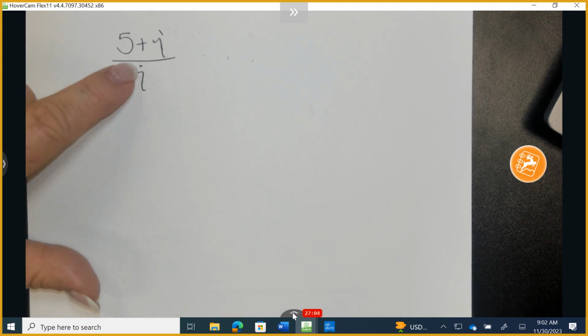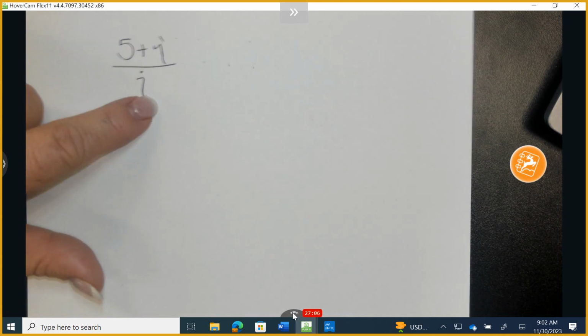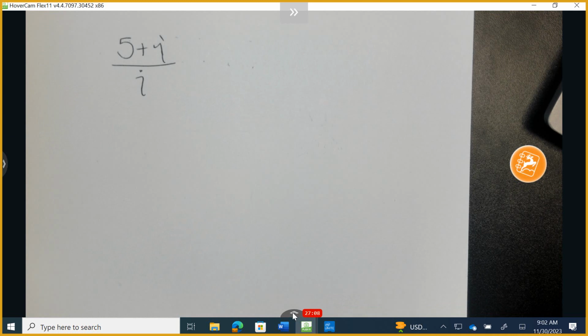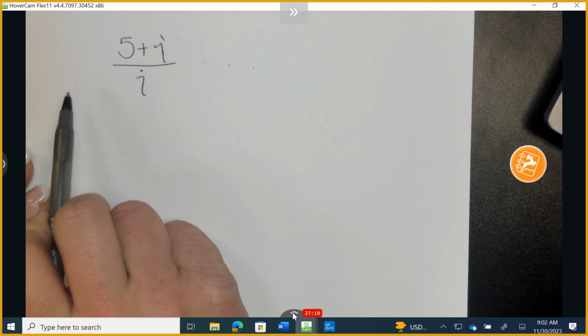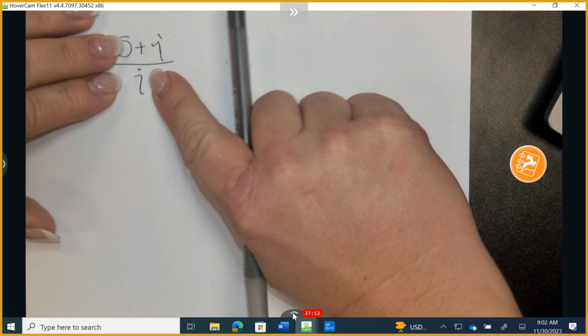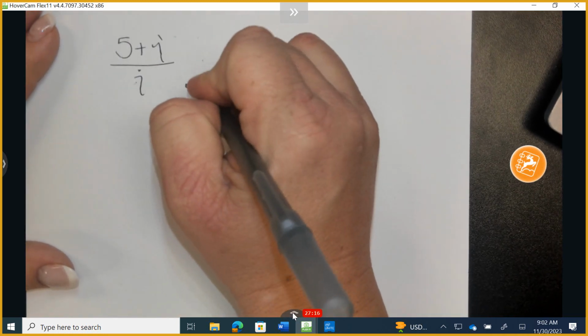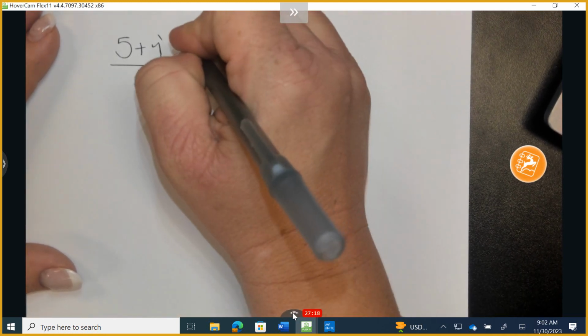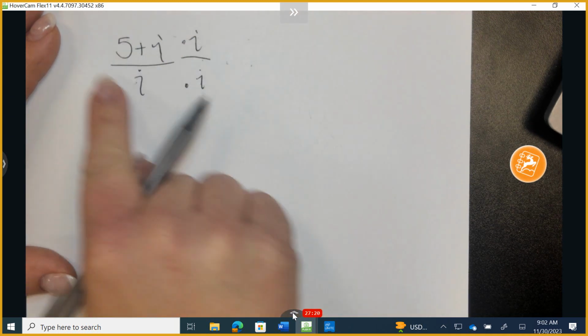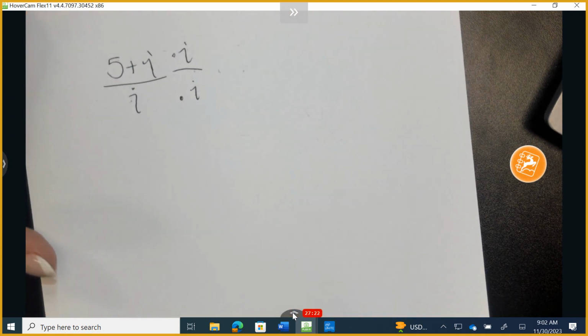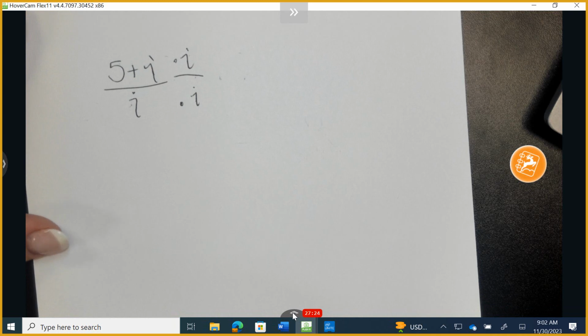Well, in this case, when there's only an i in the bottom, it could be a number like 2i, but when there's only an i, it's not like 2 plus i or 3 minus i. Just an i, and there could be a value in front of it. If we multiply by i, and whatever we multiply times the bottom, we have to multiply times the top to keep this original fraction the same. I would definitely be writing this down right now. This will help you for your homework.